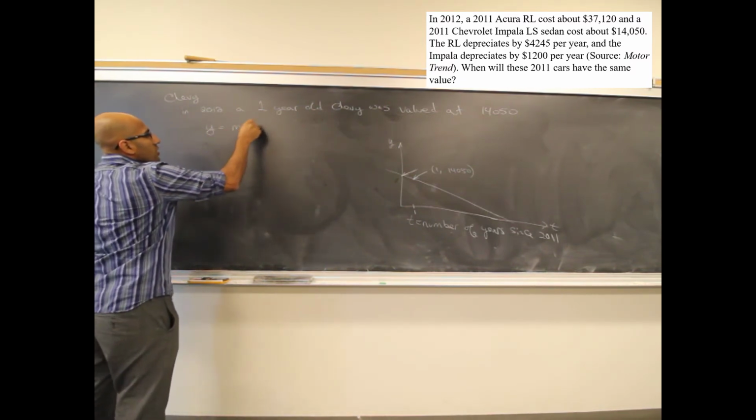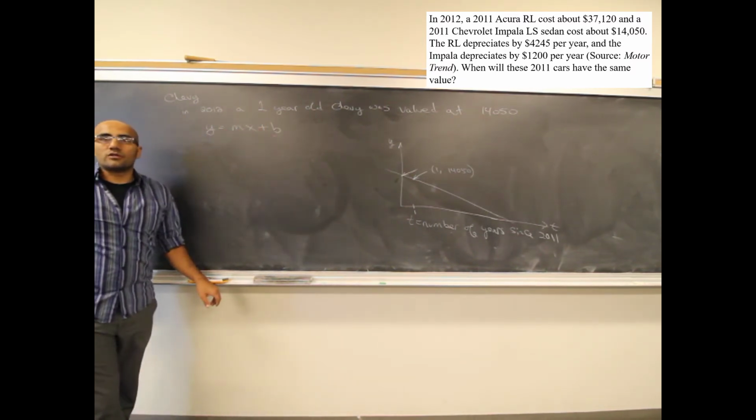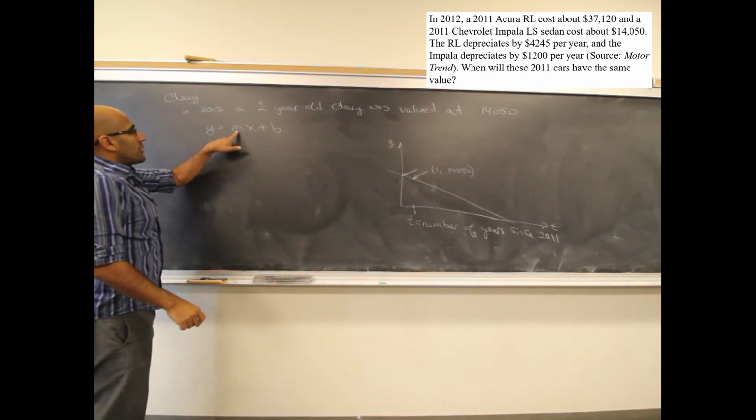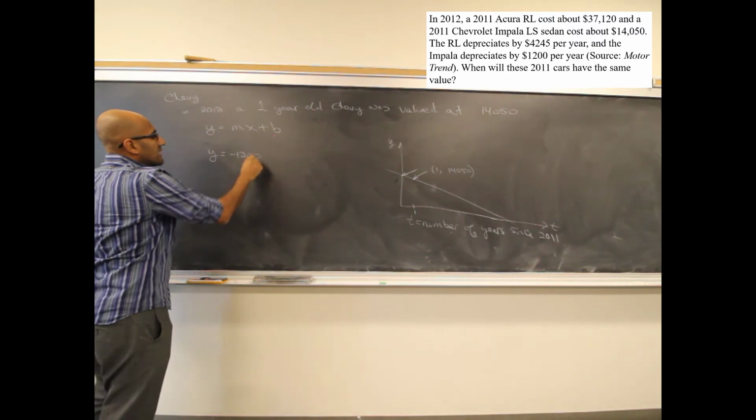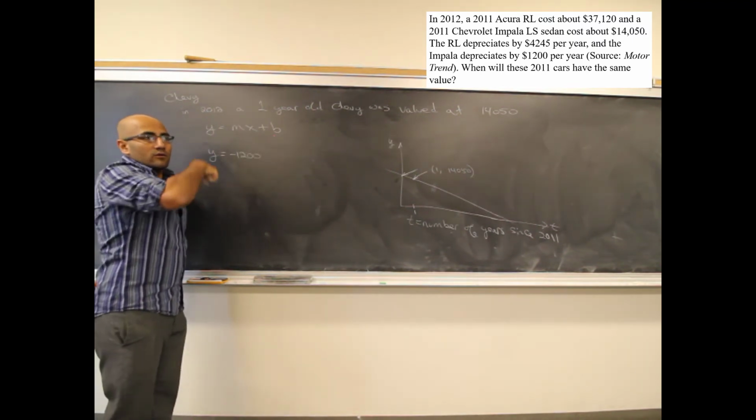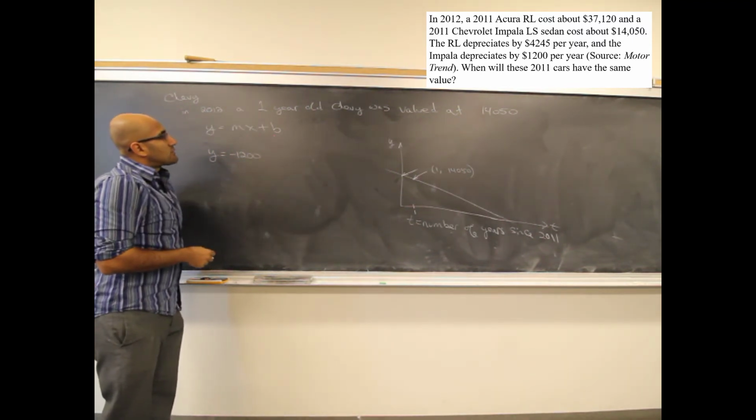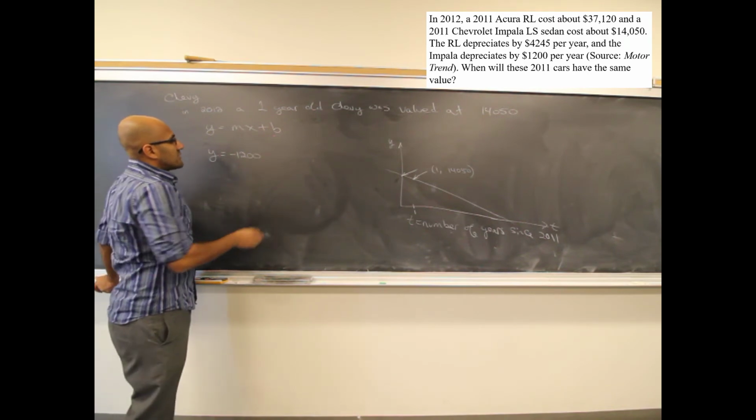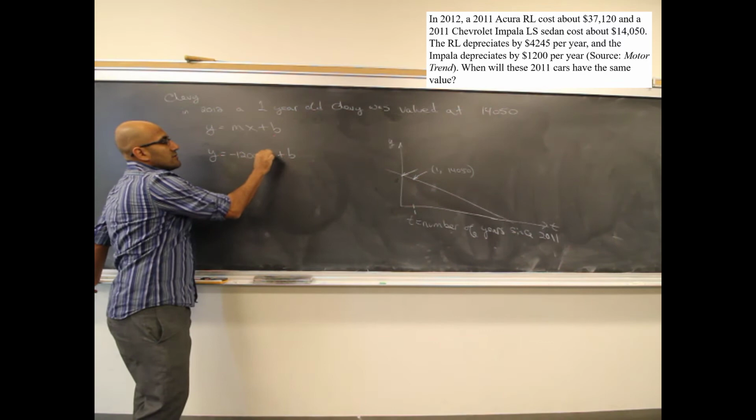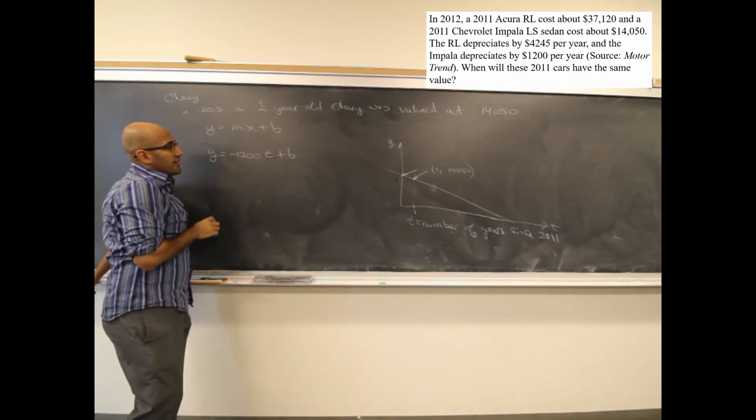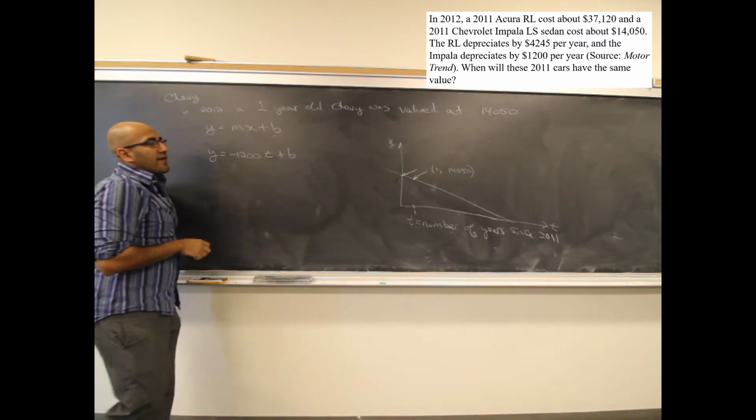That means I know that this will be the solution, y equals mx plus b. We know that our m is got to be negative 1,200 because that's what it loses every single year. Right? Consistently, it drops by $1,200 every single year. I'm going to change this letter here to t, defined as that over there. And now I have to find the value of b.